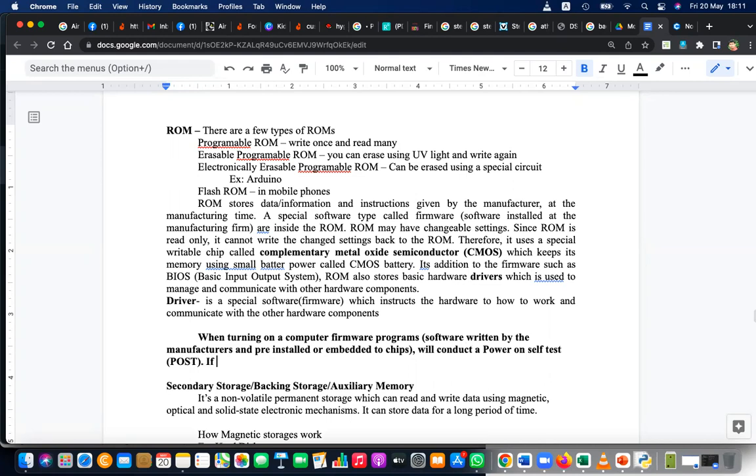If there is a critical error or errors, it will indicate that by emitting a sound called beep code.